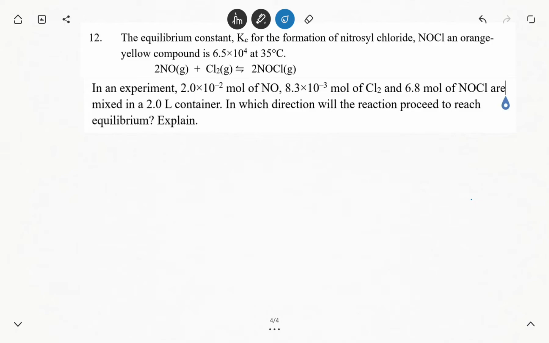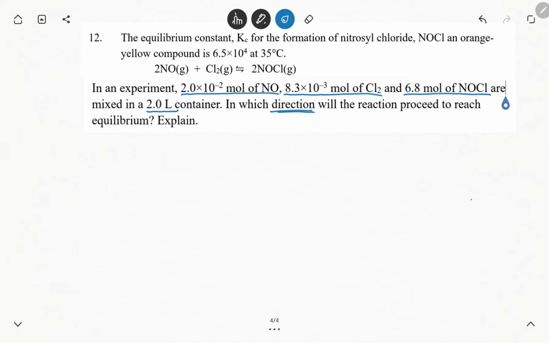The equilibrium constant Kc for the formation of nitrosyl chloride, an orange-yellow compound, is 6.5 times 10 to the power of 4 at 35 degrees Celsius. The equation is given. In an experiment, 2.0 times 10 to the power of negative 2 mole of NO, 8.3 times 10 to the power of negative 3 mole of Cl2 and 6.8 mole of NOCl are mixed in a 2 liter container. In which direction will the reaction proceed to reach equilibrium?